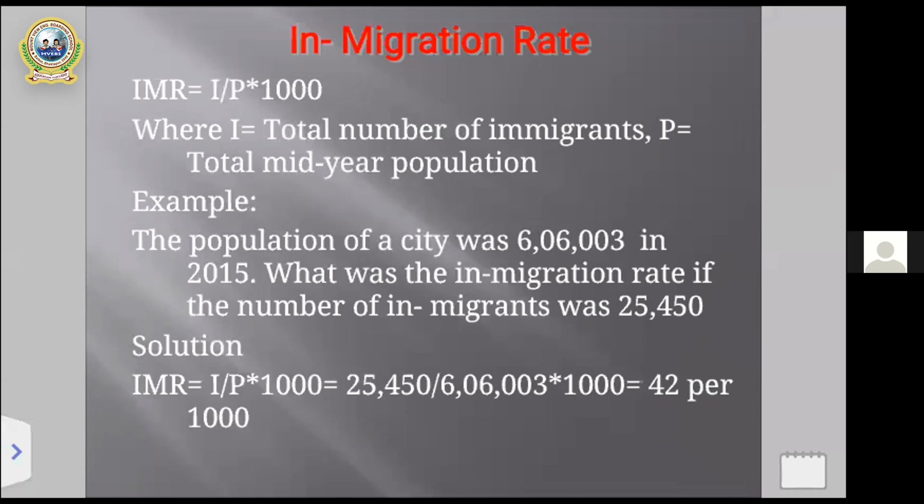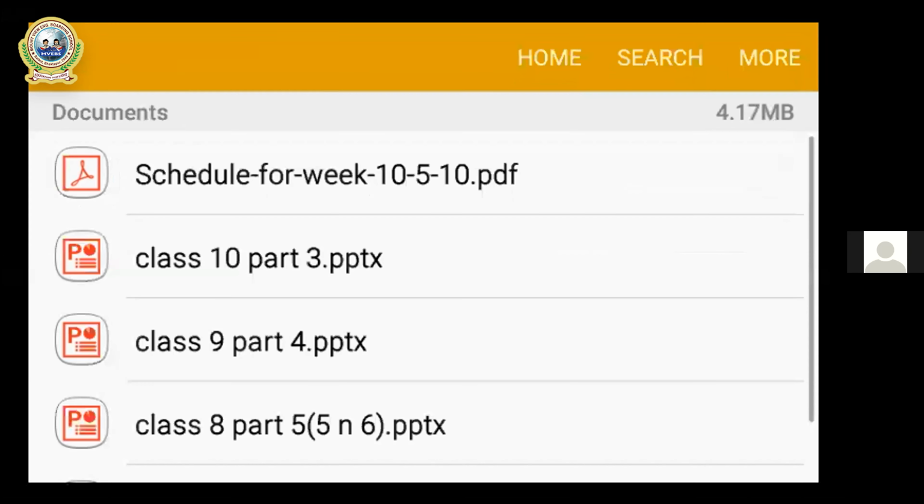Very good. And can you tell me the formula to calculate out-migration rate? Total number of emigrants by total number of media population into 1000. Okay, very good. Thank you so much, Rosana.